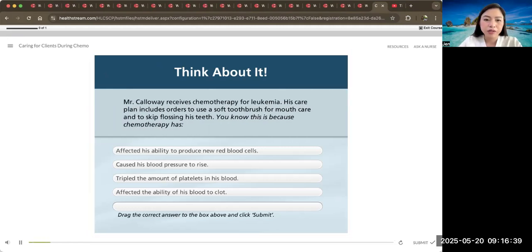Mr. Calloway receives chemotherapy for leukemia. His care plan includes orders to use a soft toothbrush for mouth care and to skip flossing his teeth.